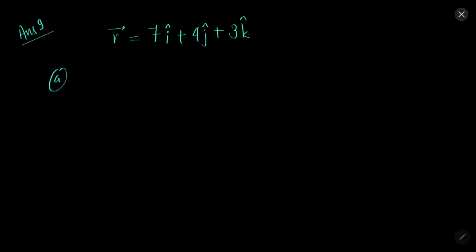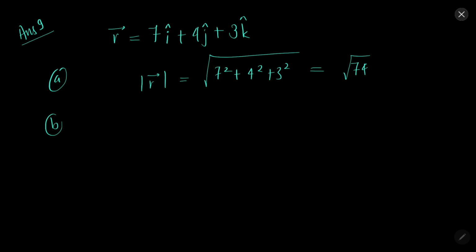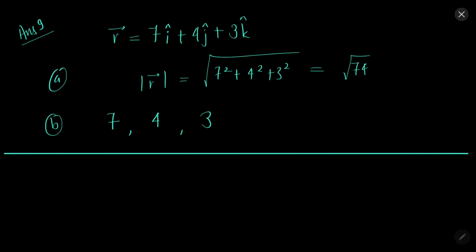Now for the first part, the magnitude of the displacement will be quite simple. The magnitude will be root of 7 square plus 4 square plus 3 square, which will give you root 74. And the components of the displacement vector for the x, y and z axis are quite simple: 7 for the x axis, 4 for the y axis and 3 for the z axis. So we have taken the hole as the origin, and by that we are finding x, y, z.